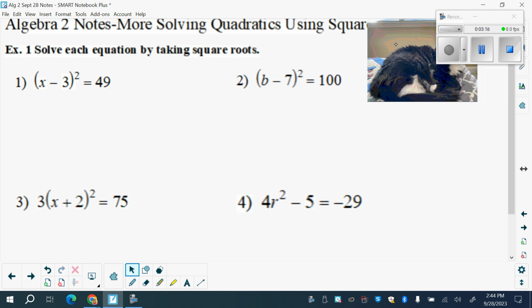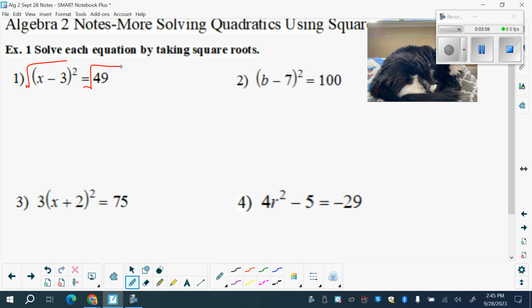Okay, so what do we do on number 1? Something different there. X minus 3. So there's a shorter way. That would work, but it's more work than we need to do. Square root both sides. So we want to get that square part by itself.